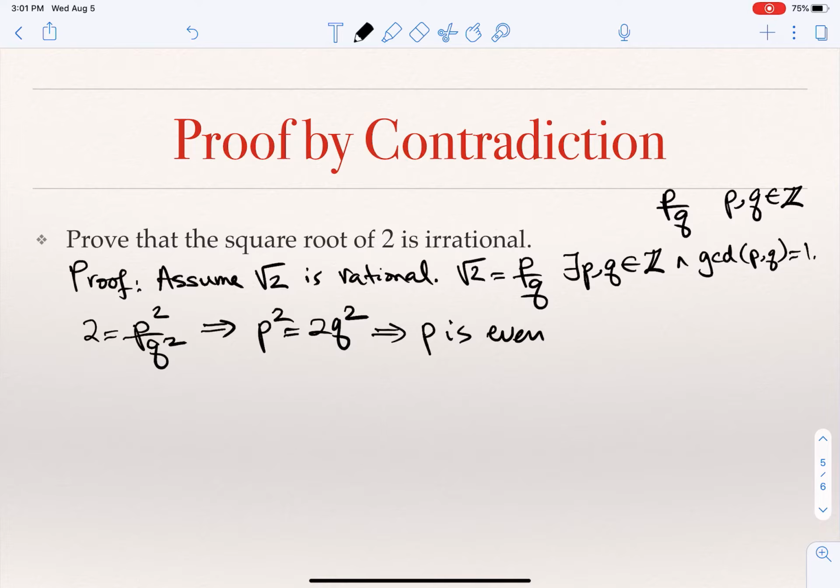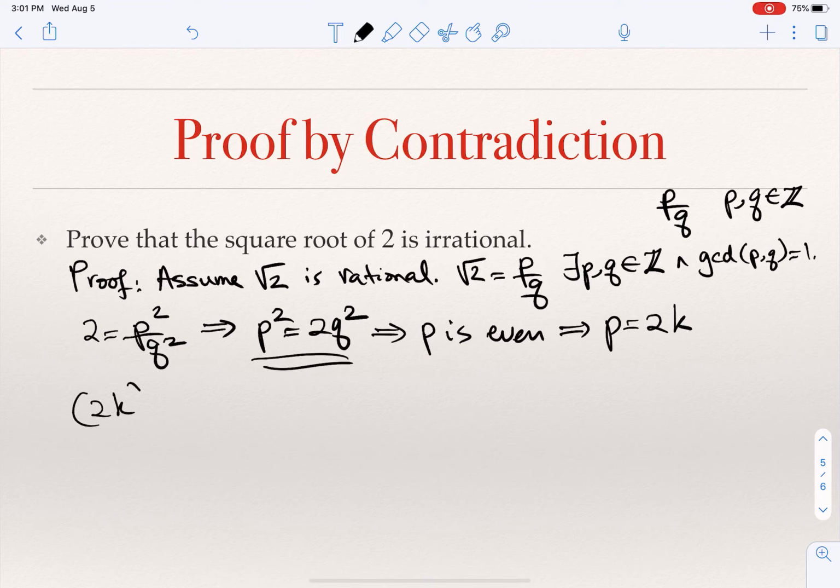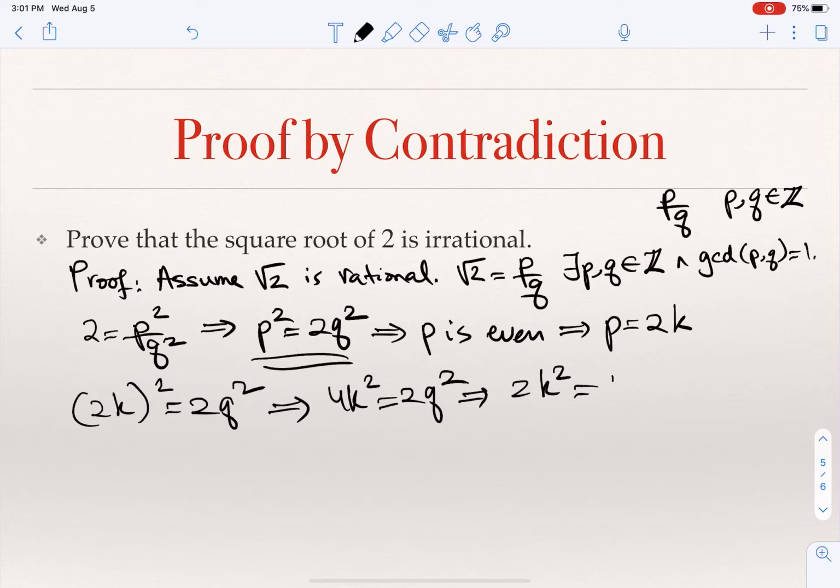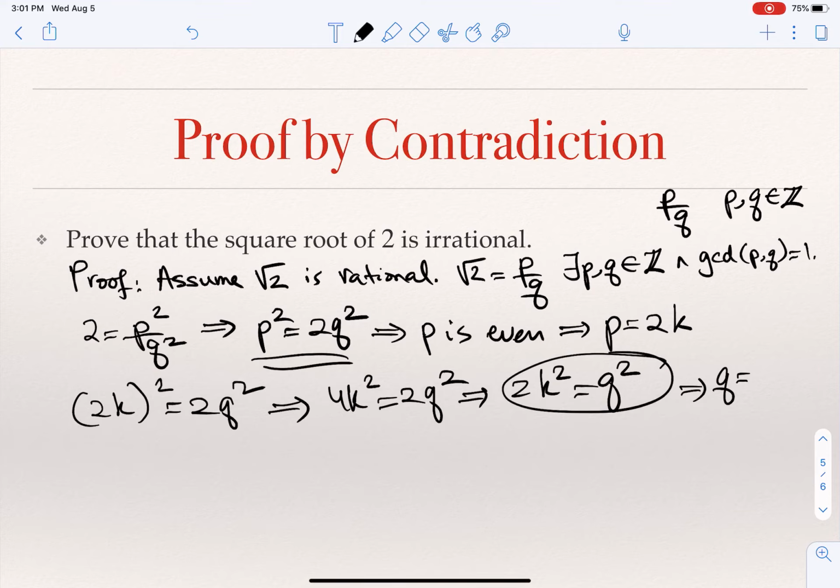So p is even, then p is 2k for some k. Then I can write this as (2k) squared equals 2q squared. From this, I can get 4k squared equals 2q squared, and then I can get 2k squared equals q squared. From this, I get that q squared is even, and therefore q is even. And let me say it is 2 times L. So q squared is even, therefore q is even.